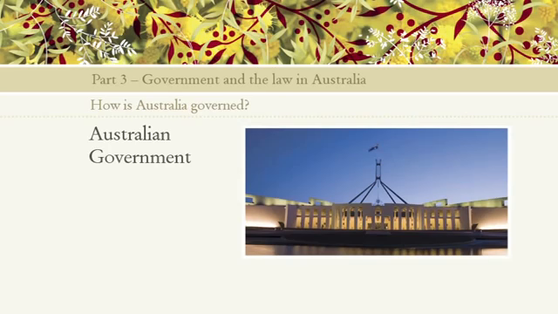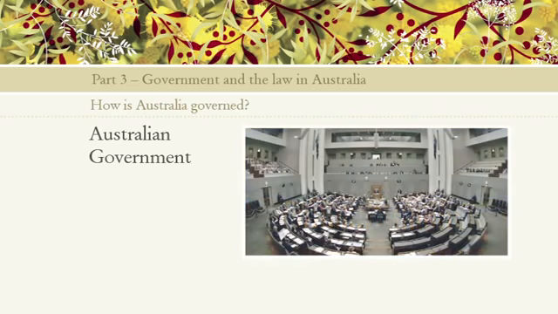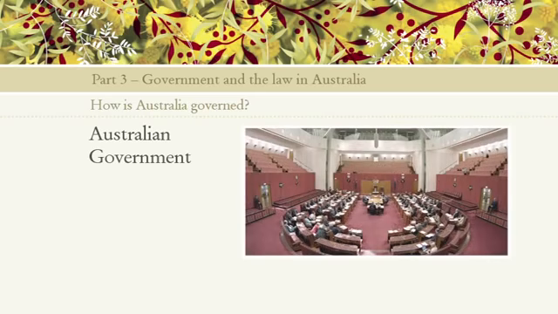The Australian Parliament has two houses: the House of Representatives and the Senate. We vote for representatives to both houses in federal elections.